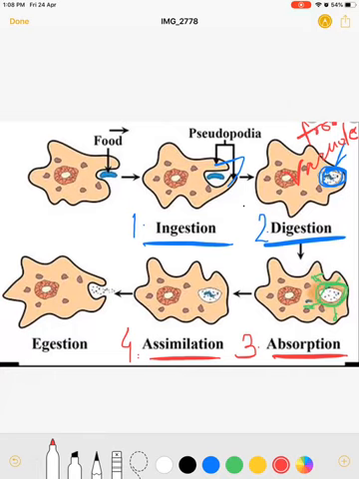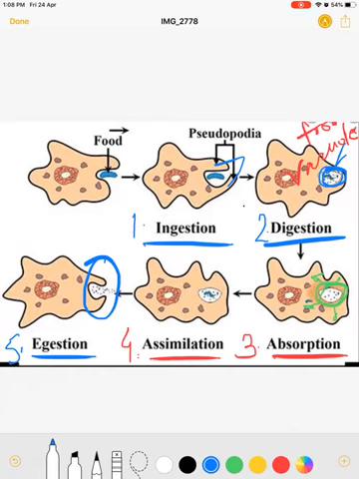These are steps similar to our human digestive system. In the last, there is egestion. That means the unused food material, which is left and cannot be utilized by the amoeba, is thrown out of the body. This is similar to our egestion process, where the undigested food is expelled from the body through the anus. So similar to the human digestive system, it has these steps: ingestion, digestion, absorption and assimilation, and egestion.